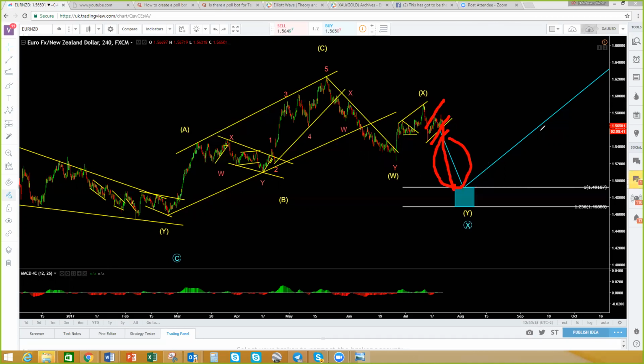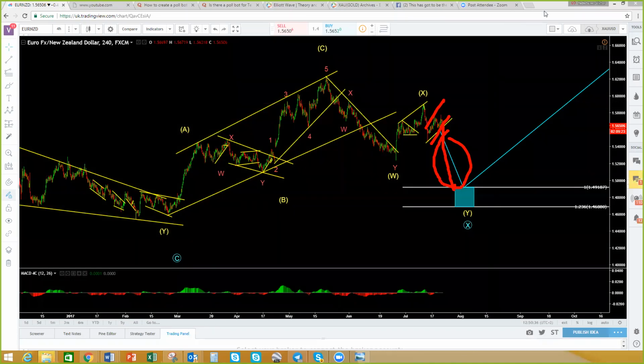So this trade is about, this is 1.56, targeting about 150. So about 600 pips. It's not a short trade. It's not a short trade at all. It's a big trade. So that's what we're going to be looking at. We're going to be looking at plus 500, 600 pips on this trade. So that's how we're going to trade it.